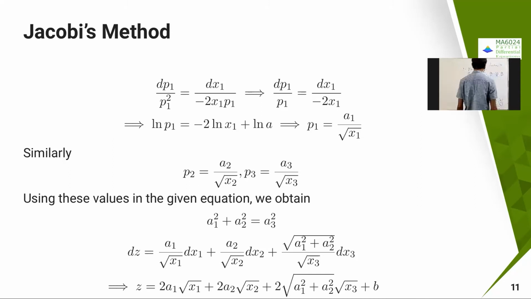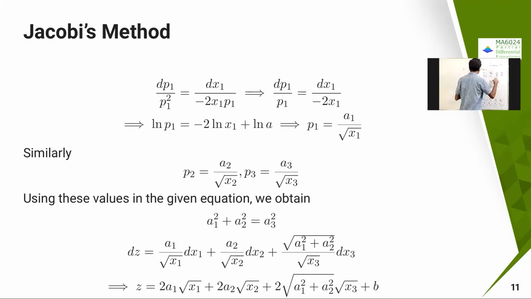Sorry, this is not minus 2, there is a mistake here. This will be minus 1 by 2 ln x1, not minus 2. There is a typo. Minus 1 by 2 ln x1, therefore some constant is going to come here. So you are going to get a by root x1. There is a typo here, it should be minus 1 by 2 ln x1, so you are going to get a by root x1.